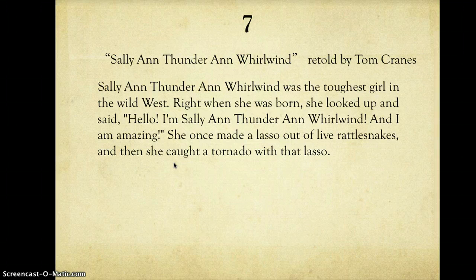Number 7, Sally Ann Thunder Ann Whirlwind, retold by Tom Cranes. Sally Ann Thunder Ann Whirlwind was the toughest girl in the Wild West. Right when she was born, she looked up and said, "Hello, I'm Sally Ann Thunder Ann Whirlwind, and I am amazing." She once made a lasso out of live rattlesnakes, and then she caught a tornado with that lasso. All right, genre and subgenre. Take a guess, an educated guess.